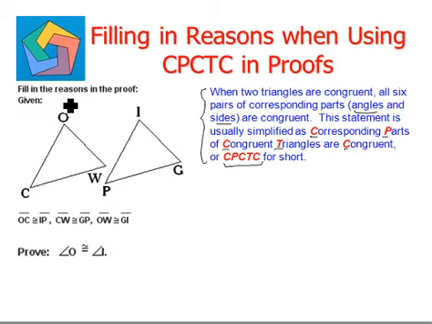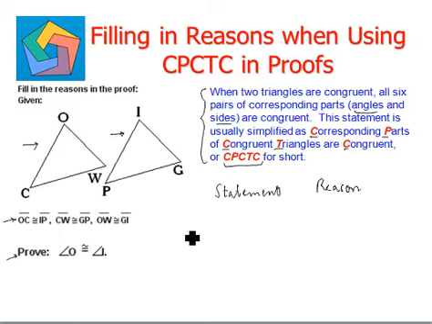Fill in the reasons in the proof. We are given two triangles COW and PIG, and we're given some statements over here. We have to prove that angle O is congruent to angle I. So we'll use our statement and reasons. That is a two-column proof, statement and reason.